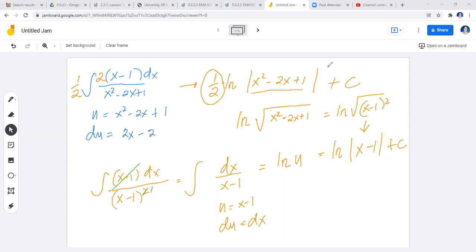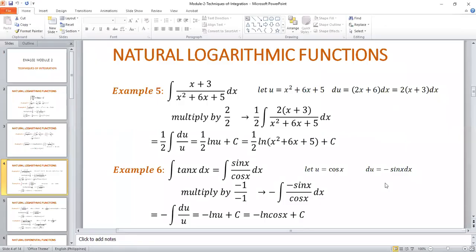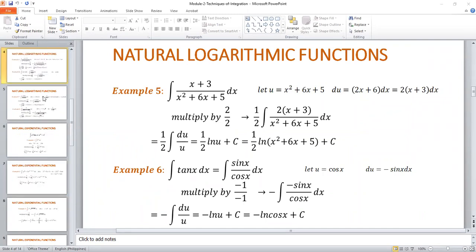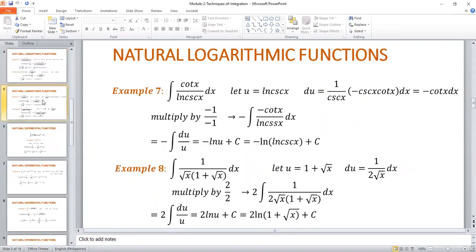Okay, so let's go back to where we were discussing because I don't want you to get sleepy looking at the examples here on the PowerPoint presentation. So we'll proceed with the next example. Here, still on the natural log: the cotangent of x over the ln of the cosecant of x.